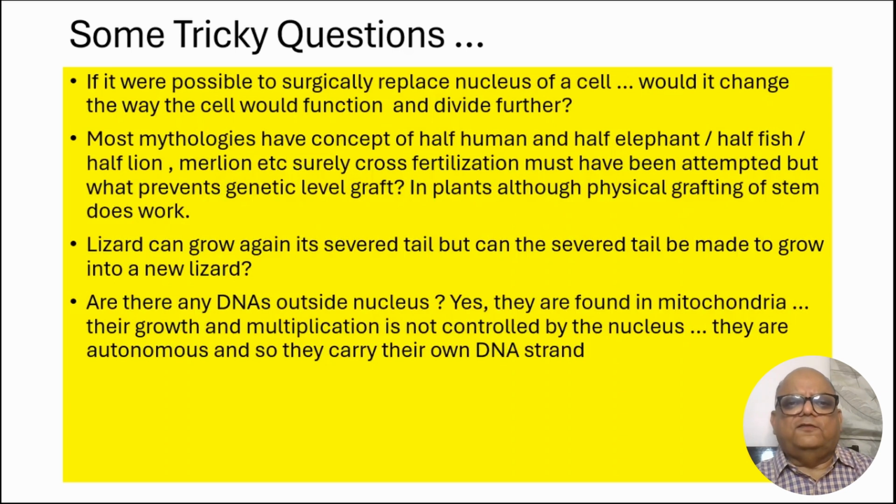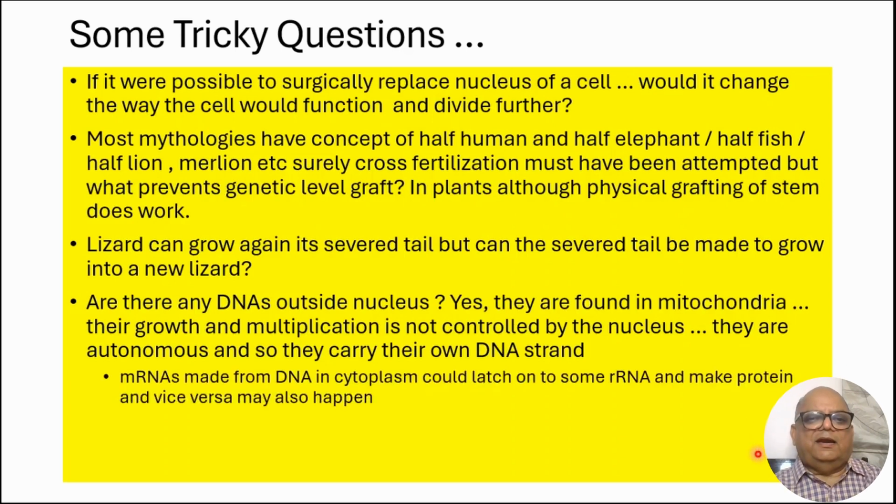Mitochondria are known to have DNA, a loose DNA strand, which controls their growth and multiplication autonomically. The same is not controlled by the nucleus. It is autonomous in the cytoplasm. Depending on energy requirement, they multiply and orient themselves at the location where they are required. So yes, there are DNA strands outside the nucleus, in the cytoplasm.